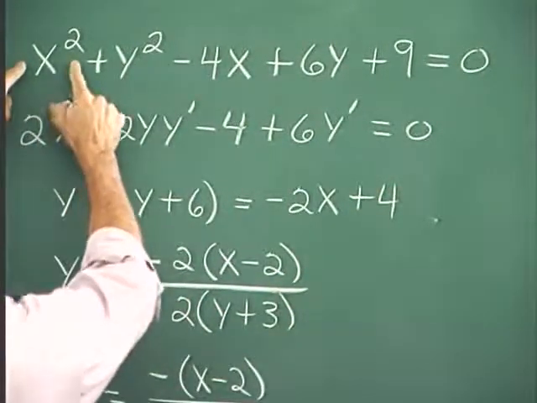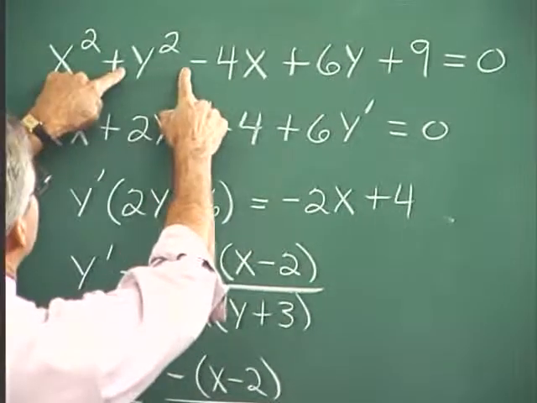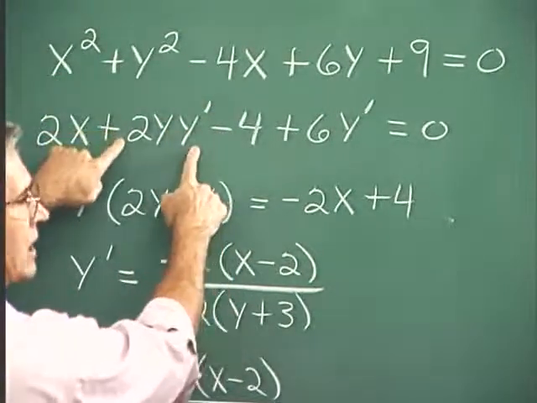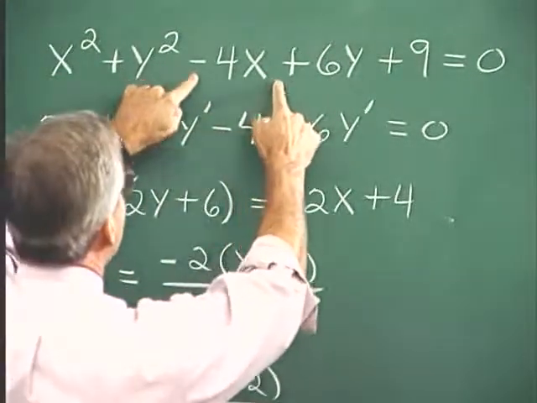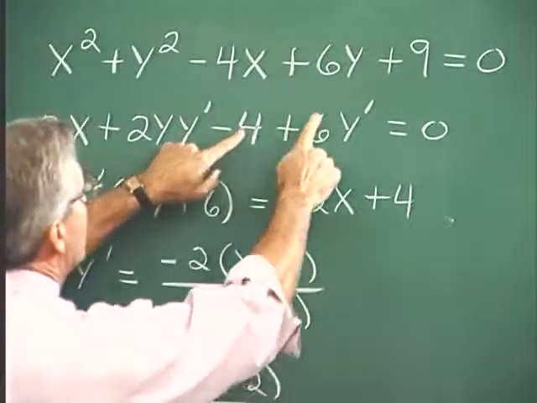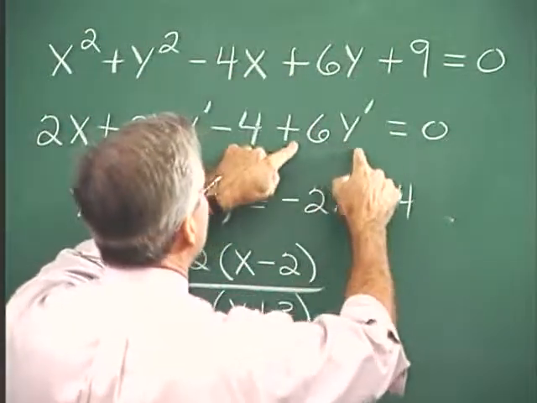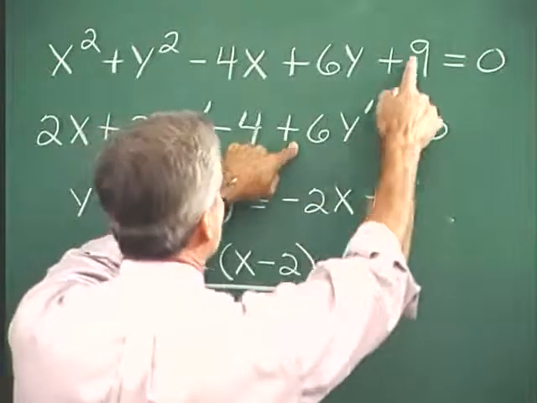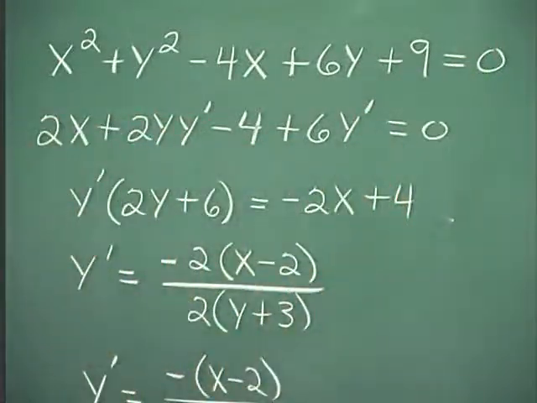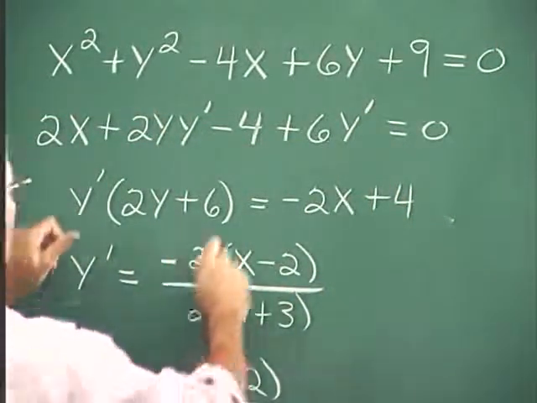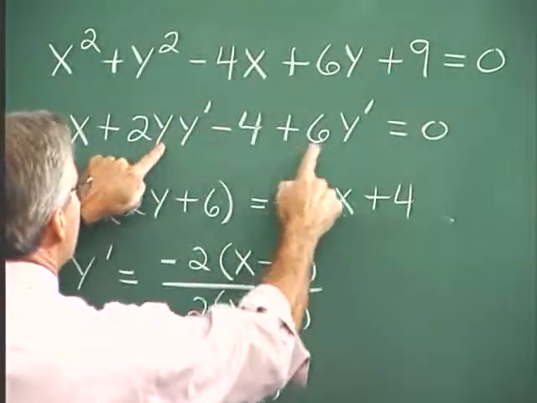So we have x squared plus y squared, and here's our original equation. Implicitly, this becomes 2x. Implicitly, this is 2y, y prime. Implicitly, this is negative 4, just the regular way. Implicitly, this is 6, but the y prime has to be tacked on. This goes out. All right, now all we have to do is solve for y prime. So we'll put the terms with y prime in them next to one another.